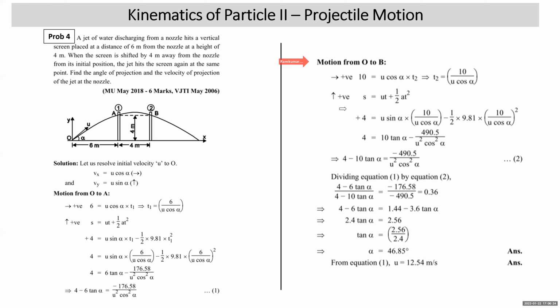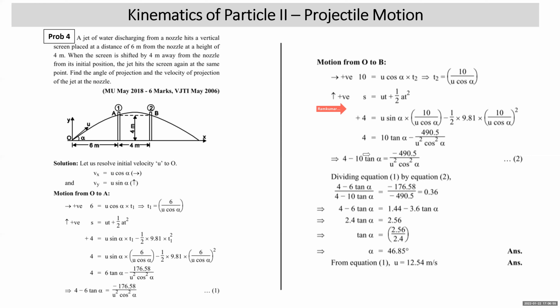Then we write vertical motion from O to B. As at point A and point B the velocity of the projectile is not under consideration, we write only s is equal to ut plus half at square. S is plus 4 since point B is above O, and the initial component of the velocity is u sin alpha, the vertical component, into t2. Directly this time I have substituted the value of t2, that is 10 upon u cos alpha, minus half g into t2 square. You simplify it, it becomes 4.